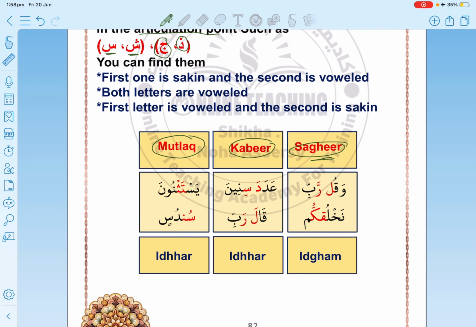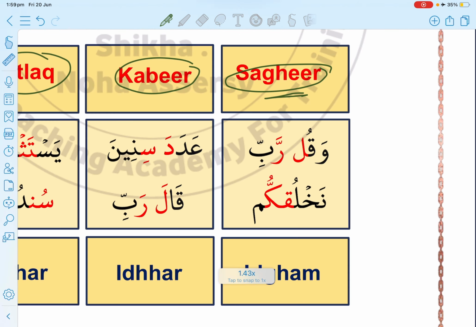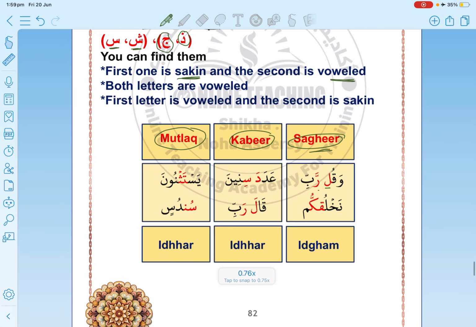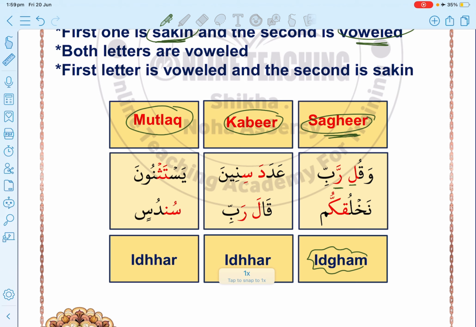The صغير, as we mentioned before, is when the first is sakin and the second is vowel. For example, we have وقل ربي. The lam here doesn't have any sign, so this lam is sakina, and the ra here has a fatha. So the first is sakin and the second is vowel, and this type is صغير. So we will apply idgham. What does idgham mean? It means merging, like I will say وَقُرْ رَبِّ. You see the merging? This is the first example.